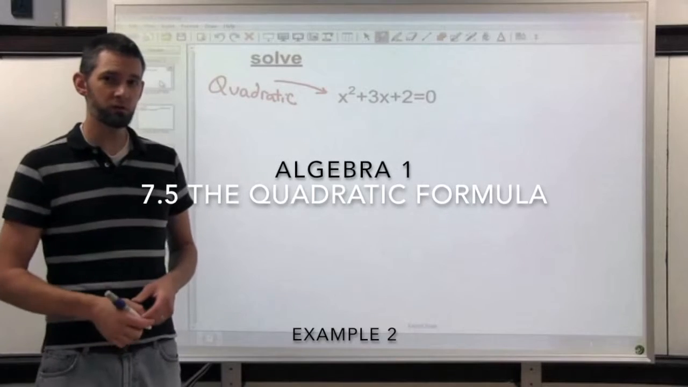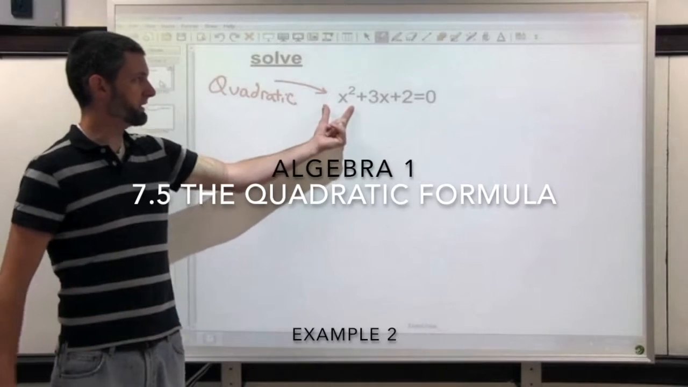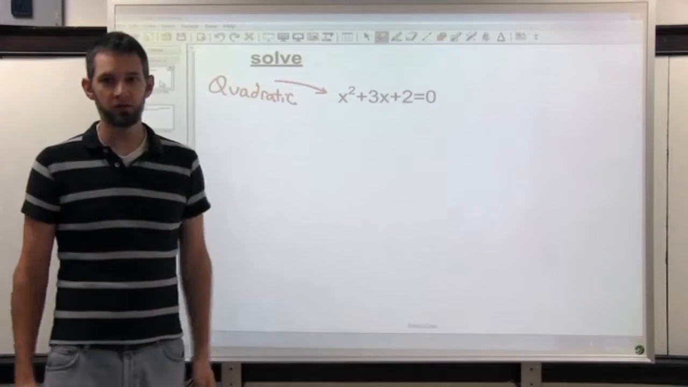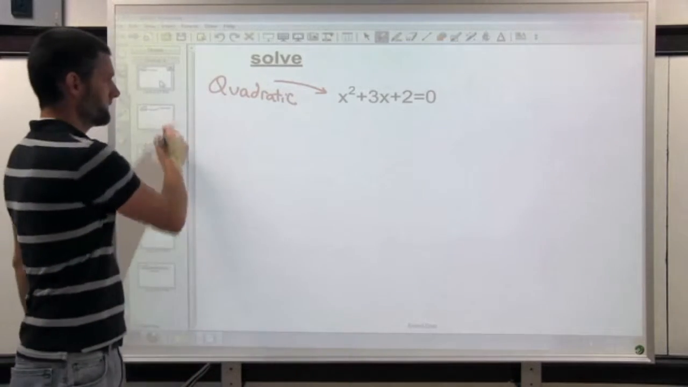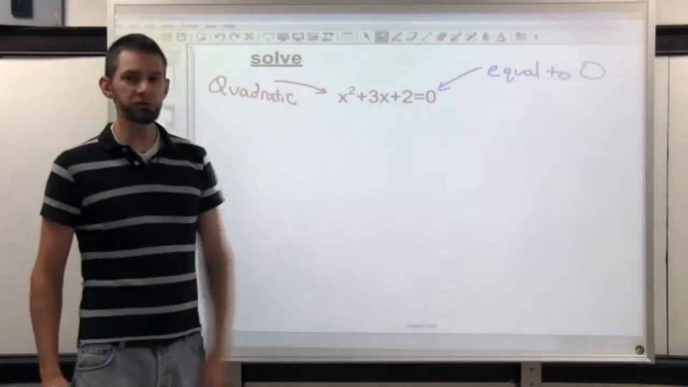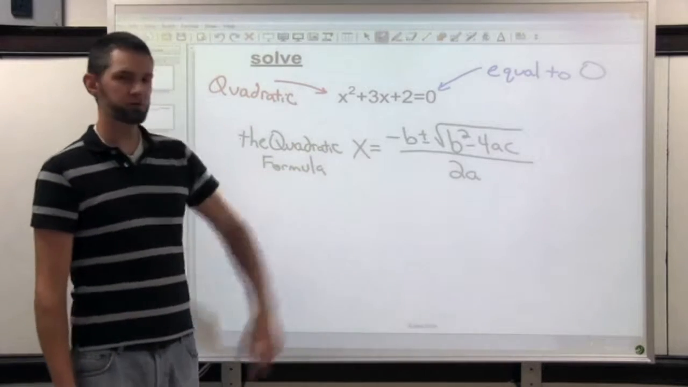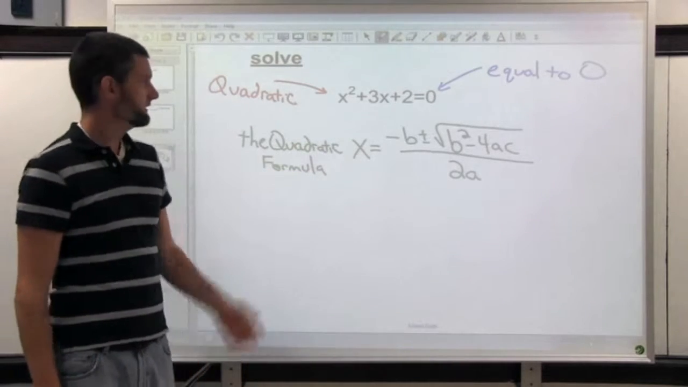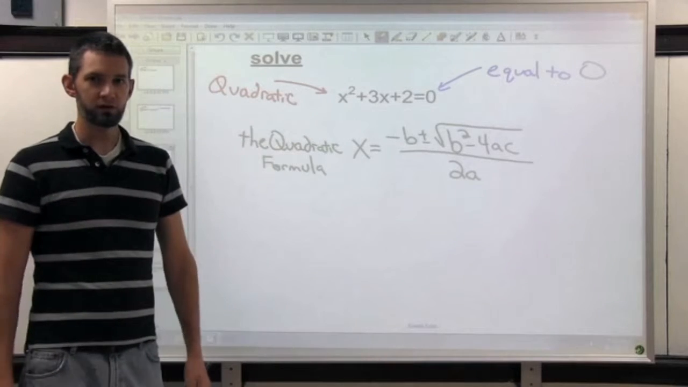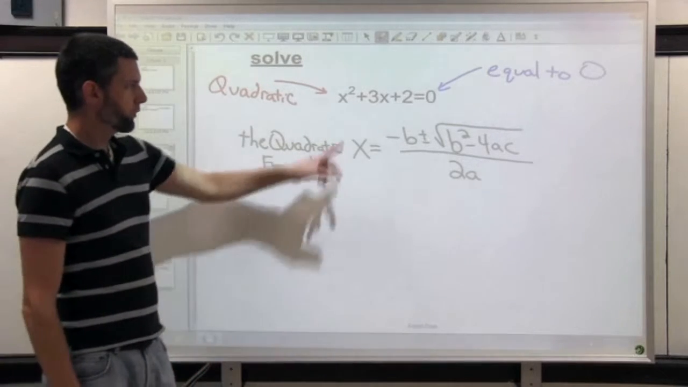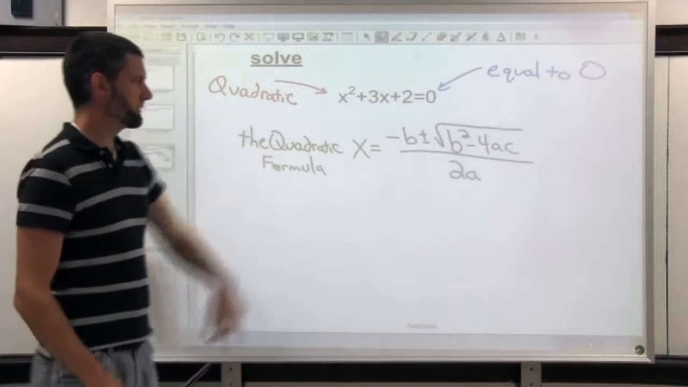So if you need to solve an equation that's quadratic, that has an x squared and another x term in it, first off, make sure that it's equal to 0, and then you're going to put the values into what's called the quadratic formula. It solves quadratic equations.